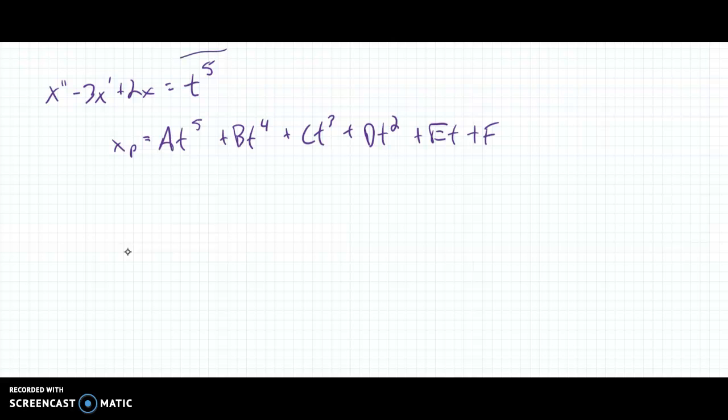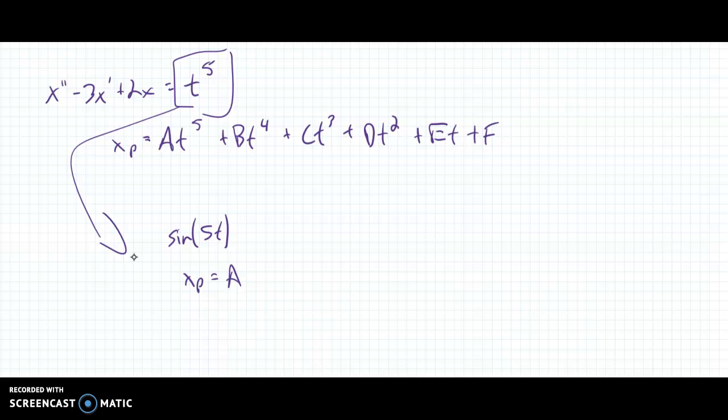Say instead of a t to the fifth, I had a sine of 5t. Well, in that case, I would let my xp be equal to, well, sine of 5t derives to cosine of 5t, and then that derives to a negative sine, with some coefficients out front, but I don't really care about the coefficients. I just care about the functions. So this would just have an a and a b: a sine of 5t plus b cosine of 5t. And then I would go through and plug it in the same way we did with the previous ones.